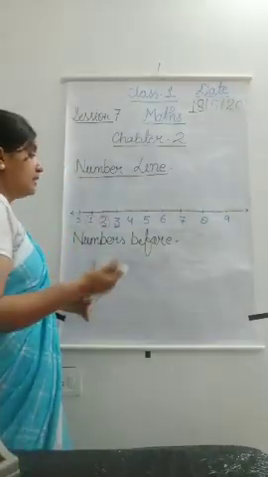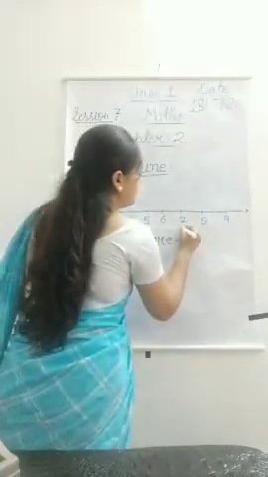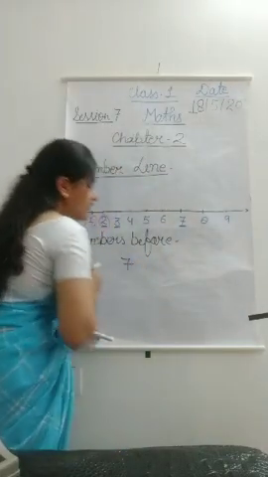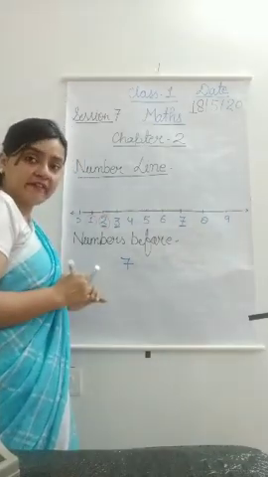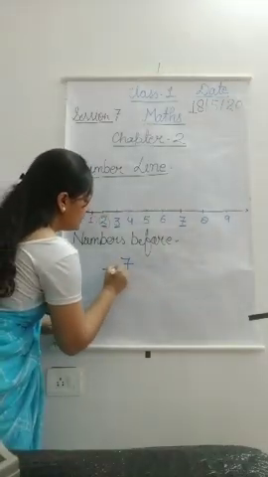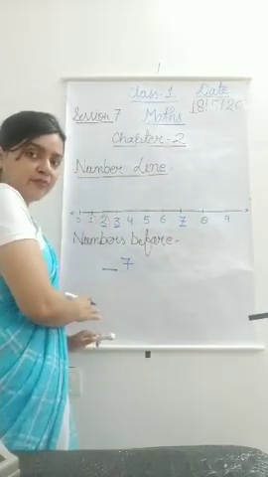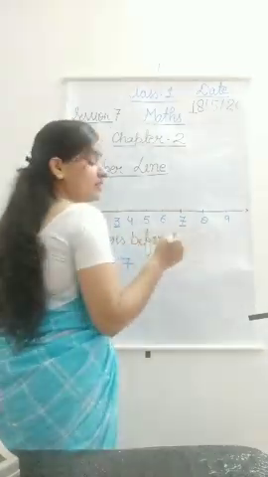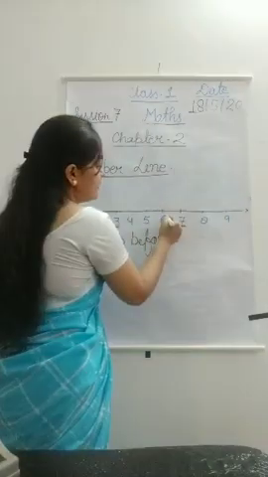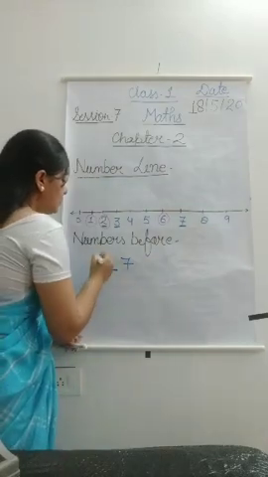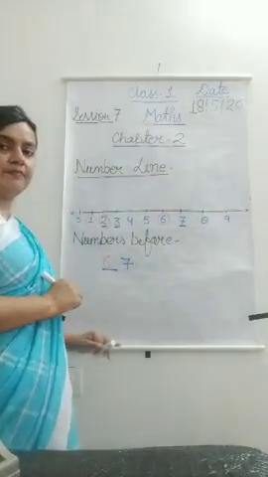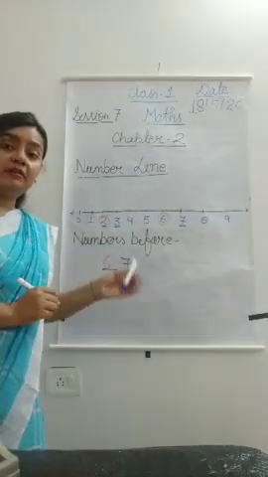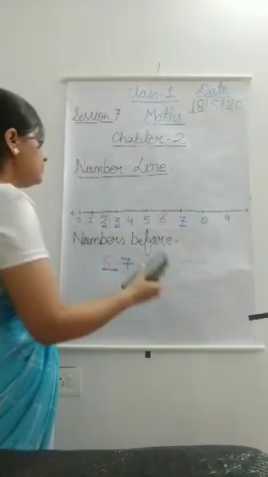Take the example of the next number. I am taking the example of number 7. Let's write down number 7. Where will be the blank? Blank will be before the number. Here is the blank. So, which number will be before 7? Before 7, which number is there? 6 is here. So, here will be 6. Like this, you can write down the number before with the help of the number line. Okay?